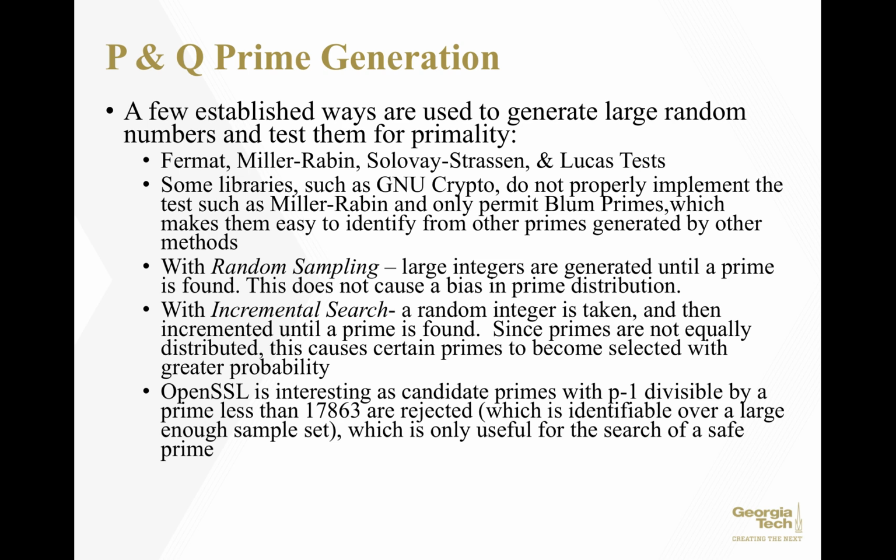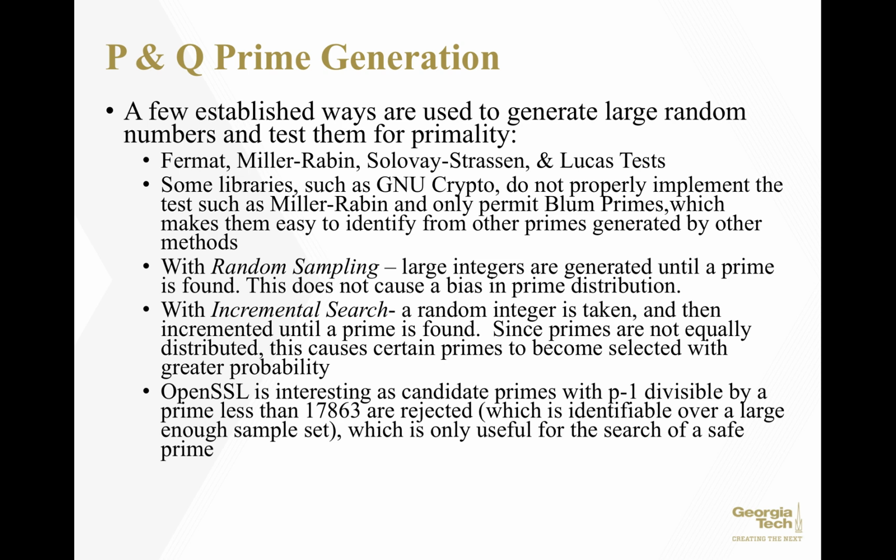However, the main two methods by which prime numbers are generated for P and Q are random sampling and incremental search. When we look at random sampling, numbers are randomly generated until one is found to be prime. And this won't cause a bias in the distribution of prime numbers selected for P and Q. The other method is known as incremental search, where you randomly generate an integer, and if it's not prime, you continue to increment that integer until a prime is found.